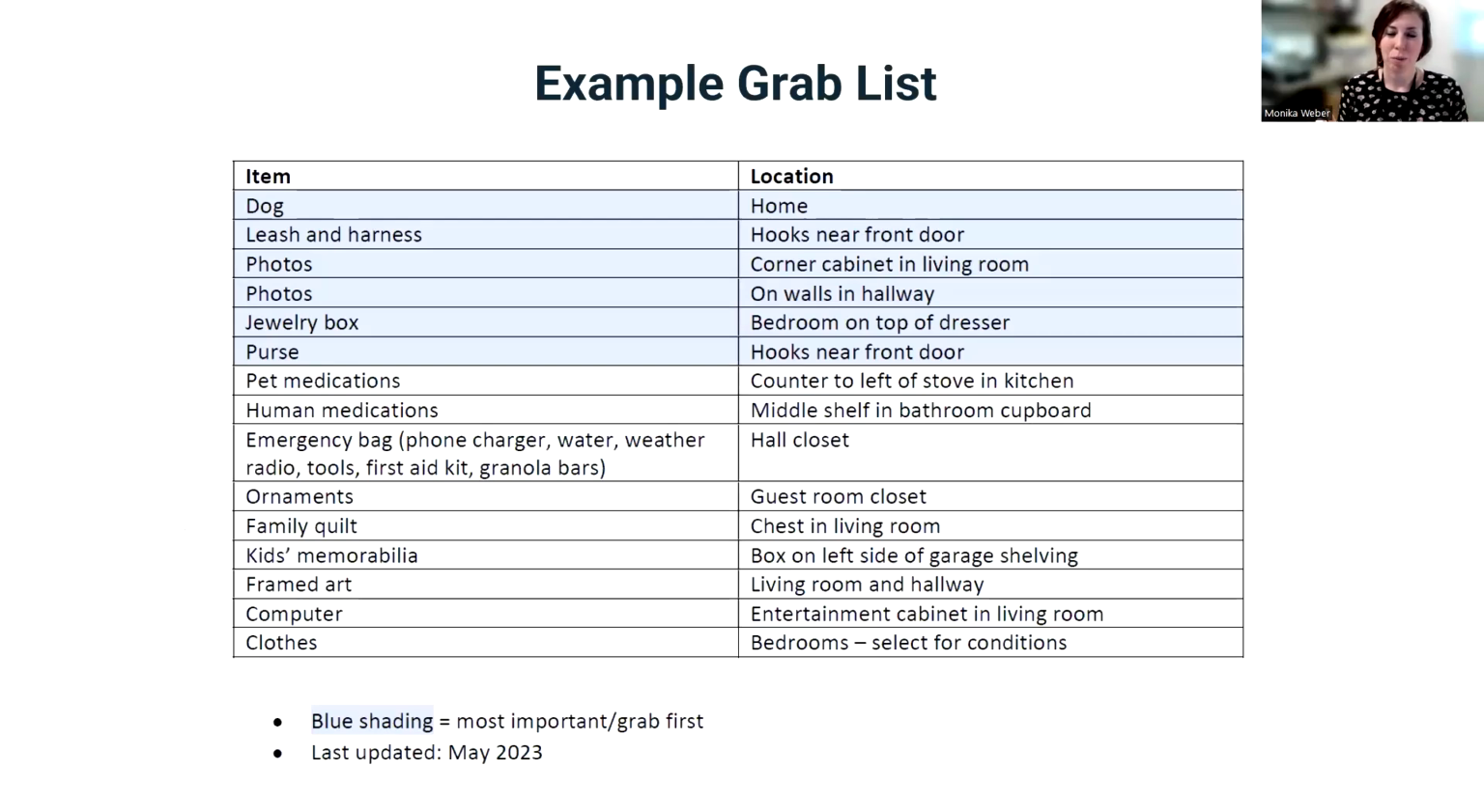And so the way this example list is set up is the top items that this person wants to take, they're shaded in blue, and there's a note about that at the bottom. But the top of the list has their dog, the leash and harness for their dog, photos, jewelry box, and a purse, right? And then it's got the location for all of those. Then as we go down the list, that's got other items throughout their house and its location.